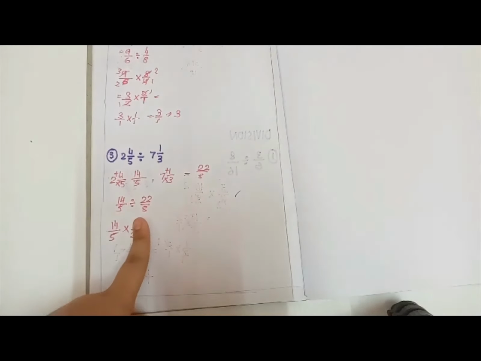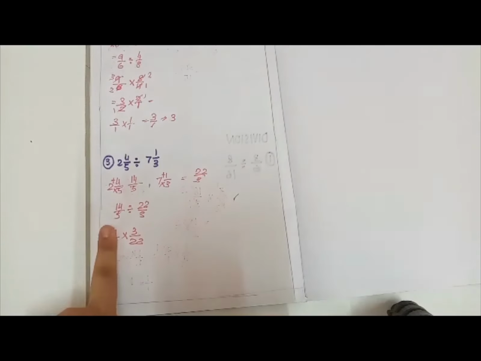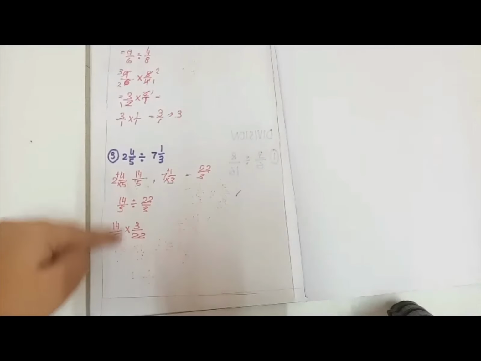Let's see the first term, 14 by 5. Does it come in any common table? No, it does not. So we cannot cut short it. Second term, 3 by 22. Does it come in any common table? No, it doesn't. So here we cannot cut anything like this.